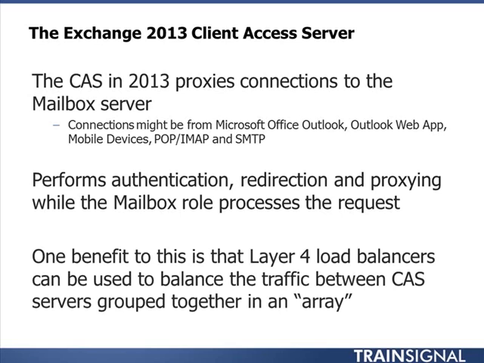Now, one benefit to this change is that Layer 4 load balancers can be used to balance the traffic between CAS servers grouped together in an array. Now, why is that important to note? Well, if you're establishing larger organizations, if we did it with Exchange 2010 or 2007, we would have to make sure that our load balancer allowed for Layer 7 load balancing, and so this was a little bit more expensive. And so now we can work with lower level, cheaper, we should say, devices that can load balance that traffic. So that's just an added benefit to the change up in the architecture, going to the client access server, handling all of that traffic in that way. So that's just one of the benefits to adjusting the architecture to a two-server role environment with the client access server handling connections in this way.